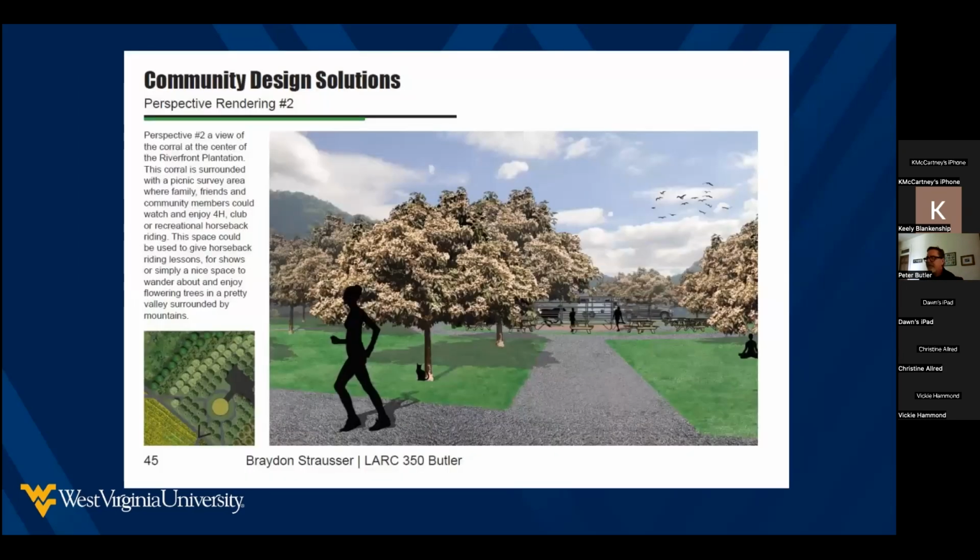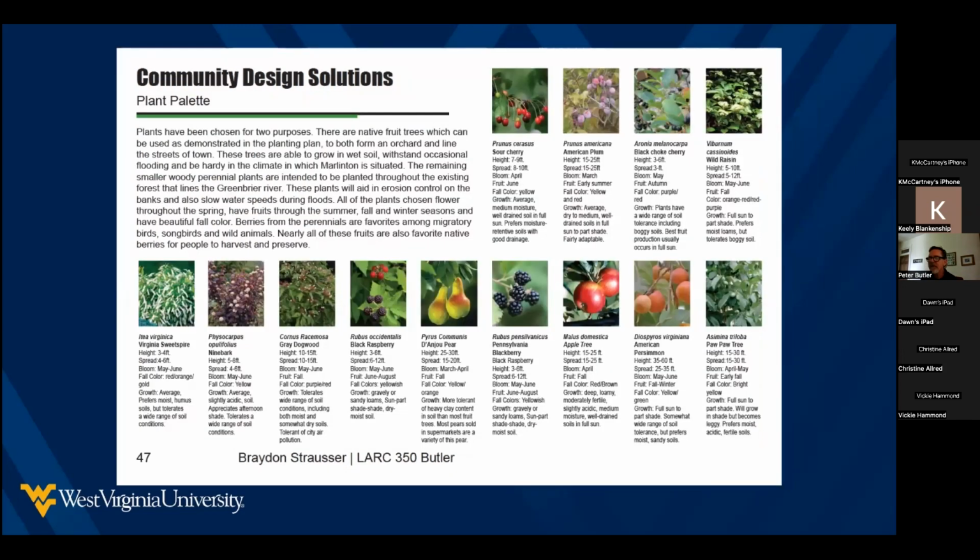And then they create the visualizations. This is, again, that idea of a community orchard tied to another community facility. And then they create planting pallets that are integrating those food production plants.